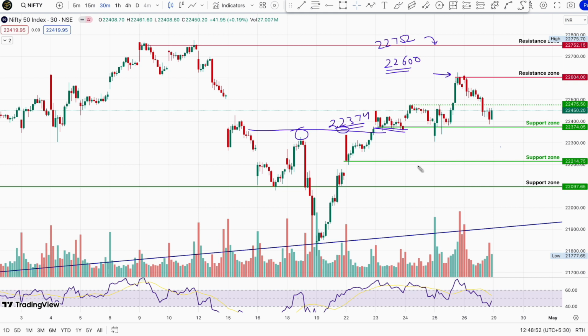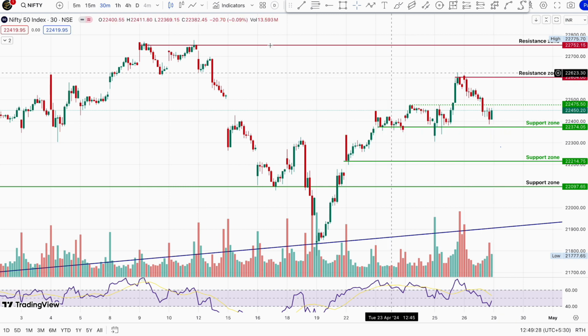On the lower side, 22,214 is also a good support point, because the market fell and this level was able to hold properly, and the market moved to the upside after that. 22,097 is also a good support point. So we are able to find some good support and resistance points in the charts. Now let's see what can happen in the next trading hour.